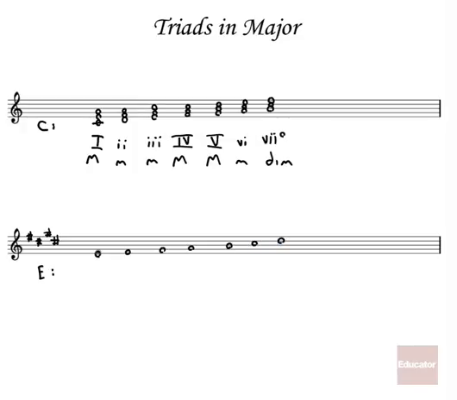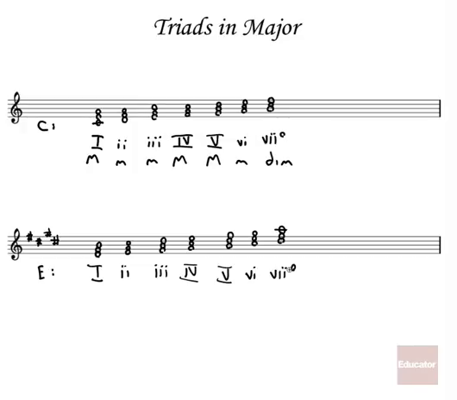And now the triads. So here's a major 1, here's a minor 2, here's the minor 3, and the major 4, 5, 6, and finally 7, diminished.